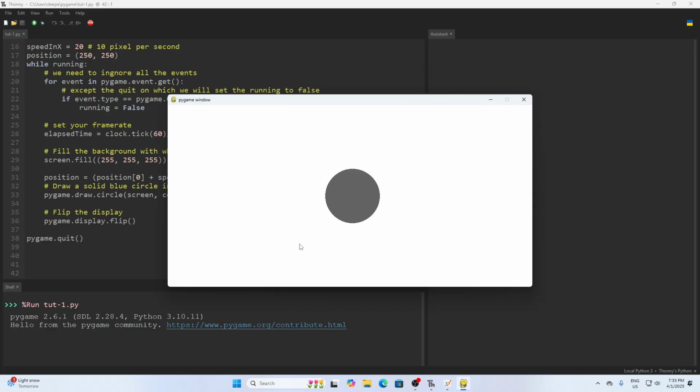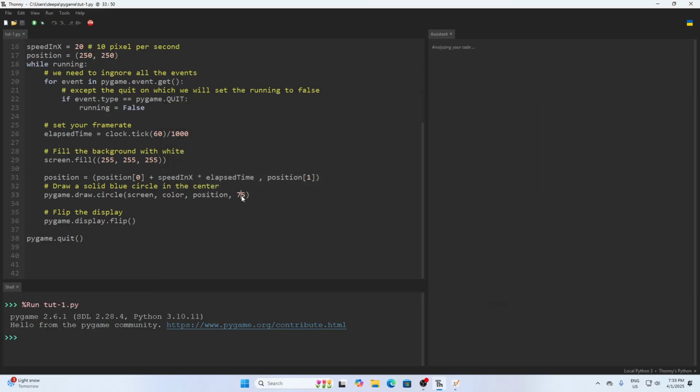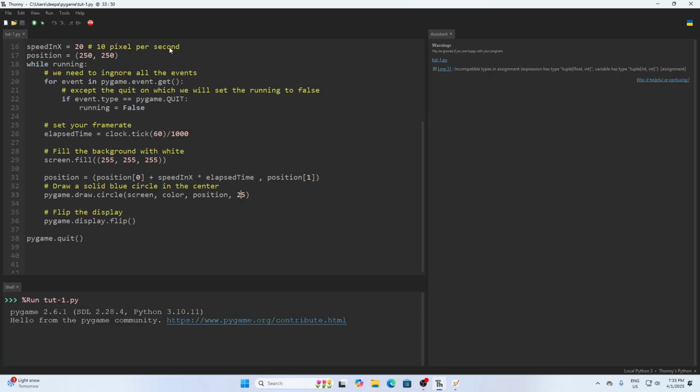So let's do it. First, let's make the ball a little smaller. We're going to make it 25. Let's see what happens. So we're going to make the ball 25. Let's run it.